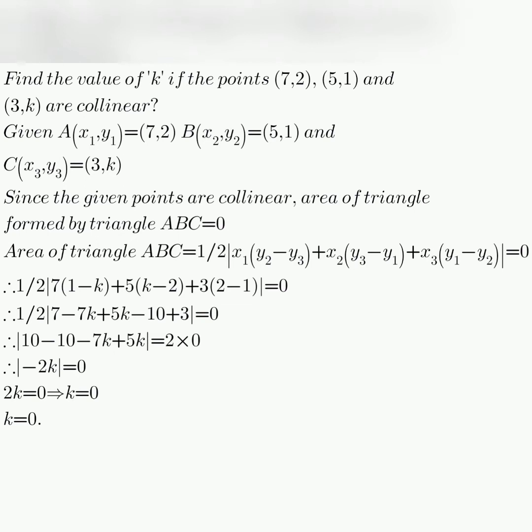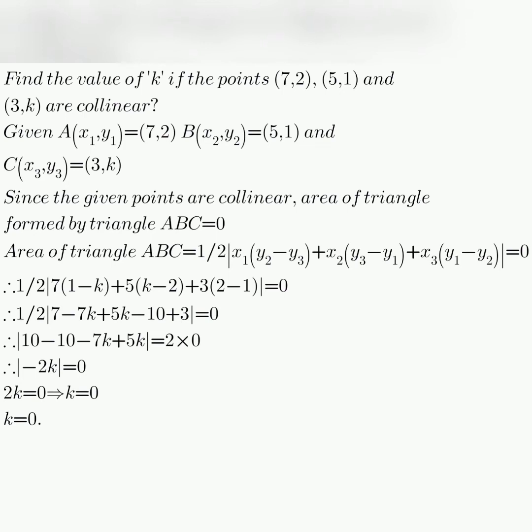According to the given problem, A (x1, y1) is equal to (7, 2), B (x2, y2) is equal to (5, 1) and C (x3, y3) is equal to (3, k). Since the given points are collinear, area of triangle formed by joining these 3 points is equal to 0. That means we have to substitute the given points in the formula and make it equal to 0. So 1 by 2 modulus x1 into y2 minus y3 plus x2 into y3 minus y1 plus x3 into y1 minus y2. Therefore 1 by 2 into 7 into 1 minus k plus 5 into k minus 2 plus 3 into 2 minus 1 is equal to 0. Once we simplify this one, we will get k is equal to 0.